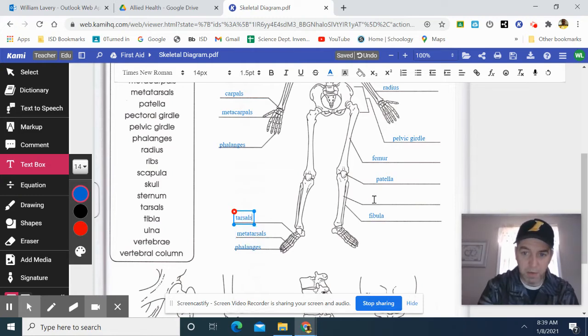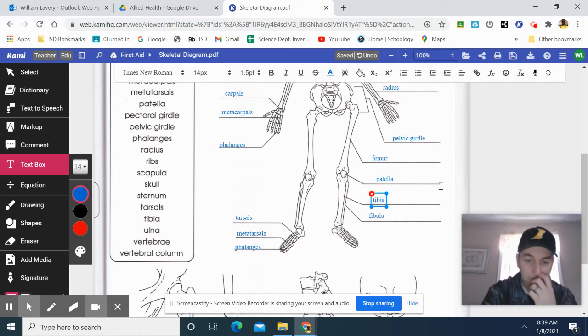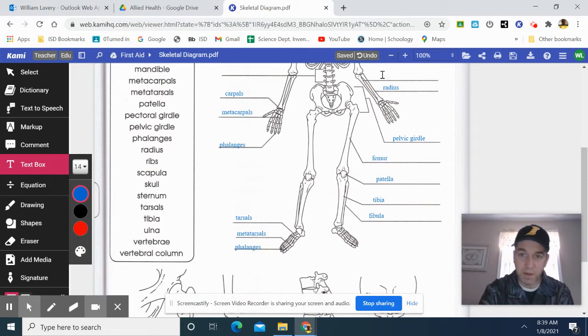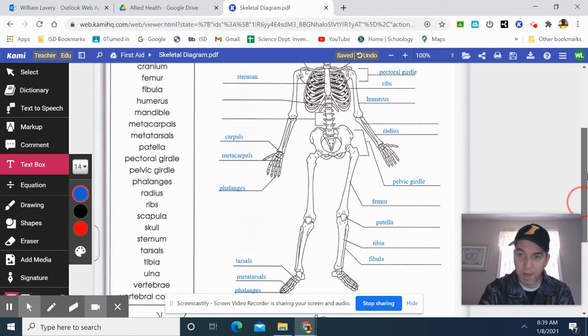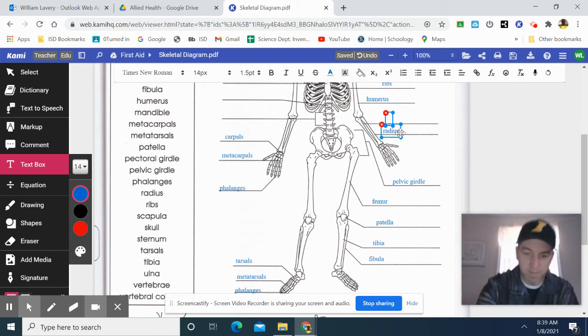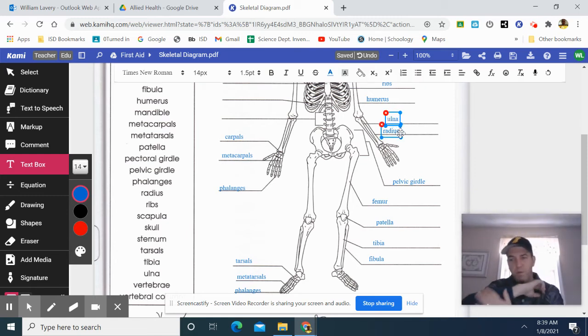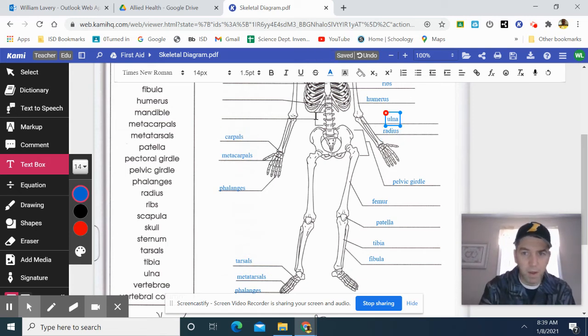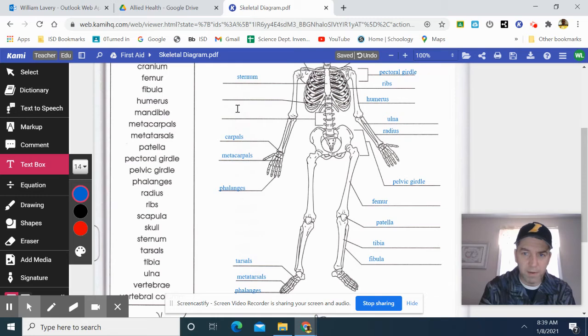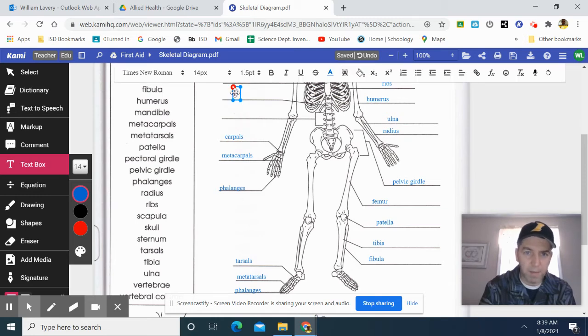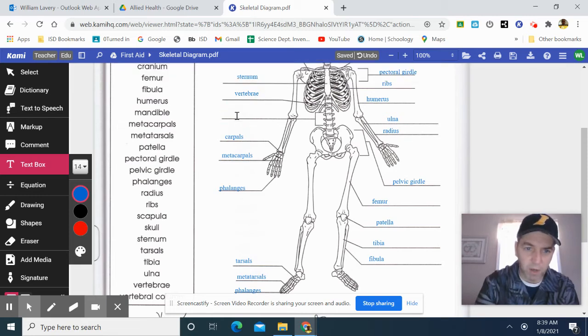Your tibia is your big shin bone. Your ulna is your forearm. So that goes from your pinky to your elbow. And the way to remember that, use your forearm to keep ulna away. Your vertebrae make up your spinal column. So your vertebrae are stacked on top of each other. And the whole column is your vertebral column.